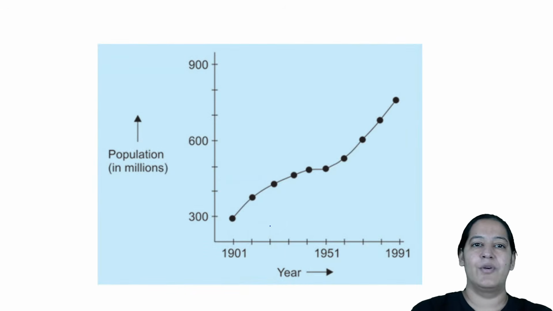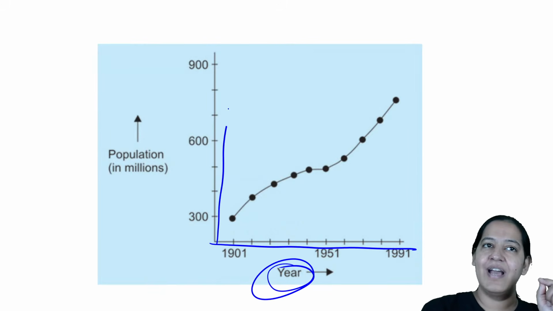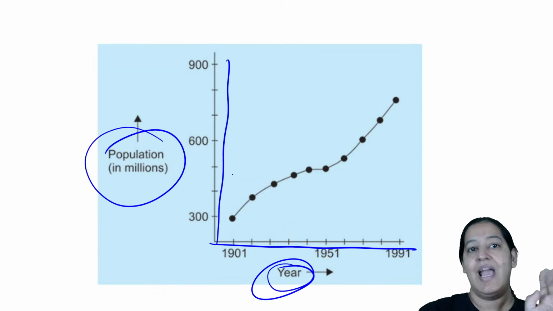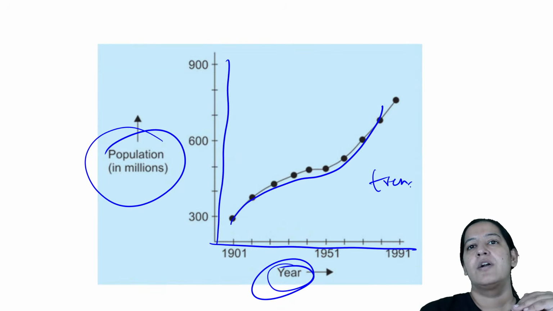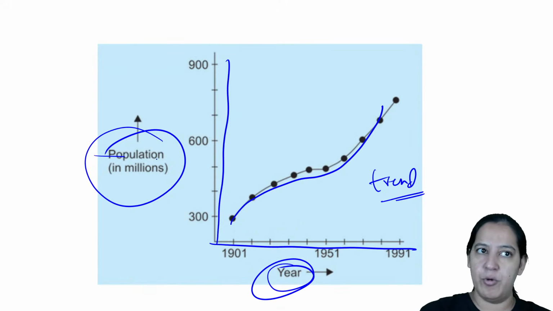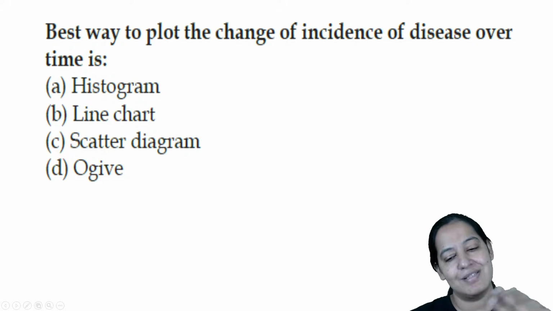So here it is. You can see on the x-axis we are taking the time. On the y-axis we can take any characteristic, any event. So we represent it over a period of time. It is known as the trend of that event, of that population, or whatever characteristic you are describing. So that is the line diagram. So that was the correct answer here.